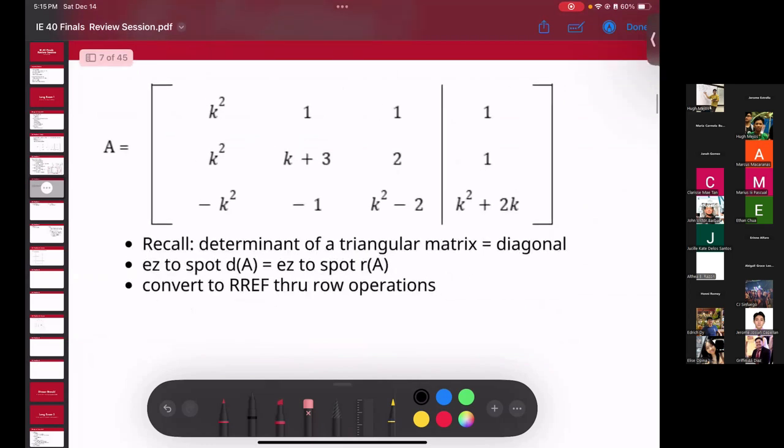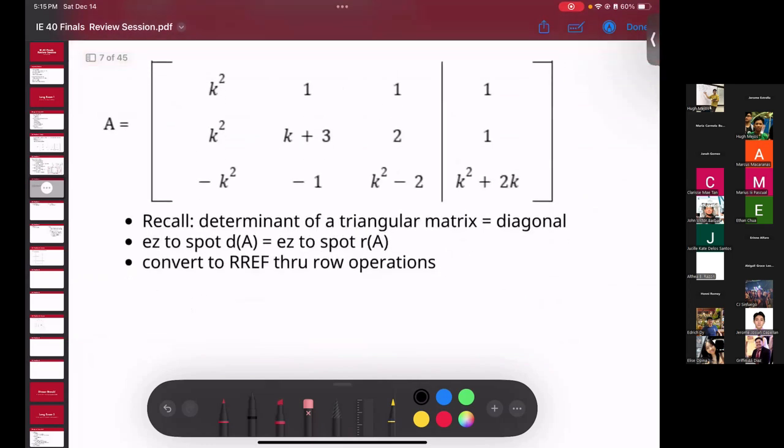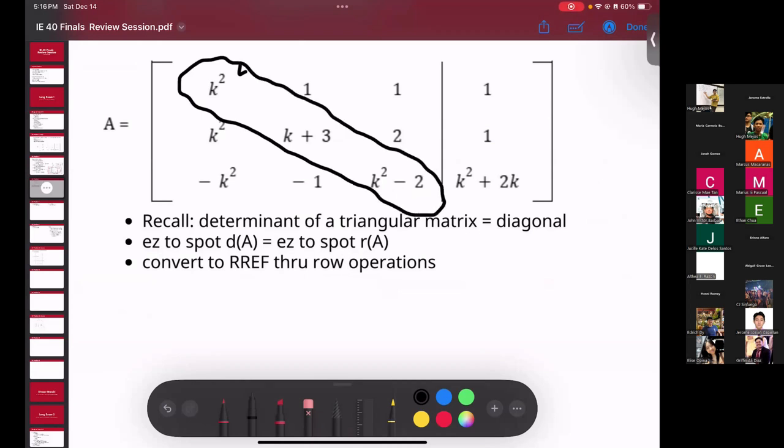So now, let's solve problem 1. The first thing we want to do is figure out the most efficient way to solve this, to find the rank. And to find the rank, we need to find the determinant. The most efficient way to do that is by changing this matrix into a triangular matrix, because the determinant of any triangular matrix is just the diagonal. So it's just this part. But first, we have to convert this into an upper triangular matrix.